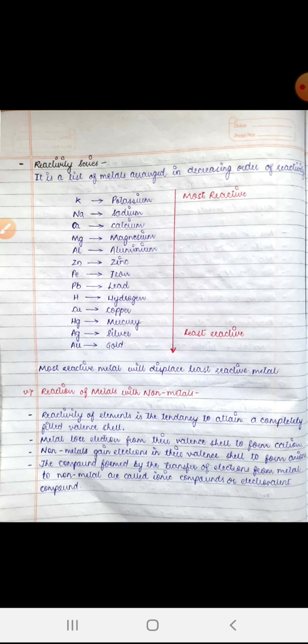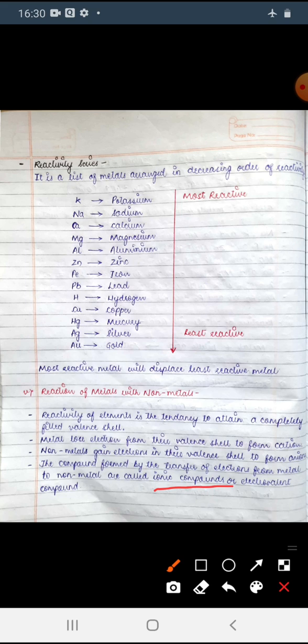The compounds formed by the transfer of electrons from metals to non-metals are called ionic compounds. Metals have the tendency to lose electrons, while non-metals have the tendency to gain electrons. So the compounds formed by the transfer of electrons from metals to non-metals are called ionic compounds or electrovalent compounds.